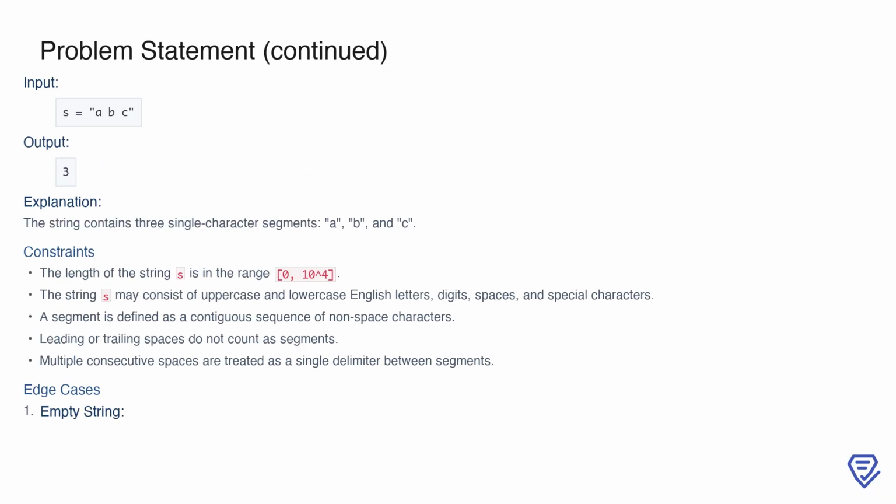Next, consider a string like "A B C." In this case, the output will be 3 because the string contains 3 single character segments, A, B, and C. Each of these characters is separated by a space, and since spaces act as delimiters, each character stands alone as its own segment. It's also important to note a few constraints.